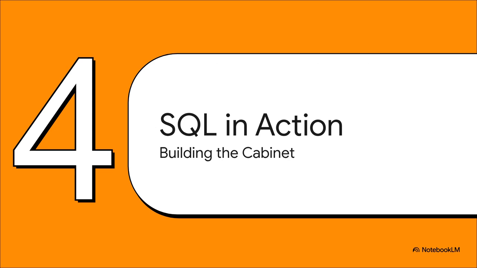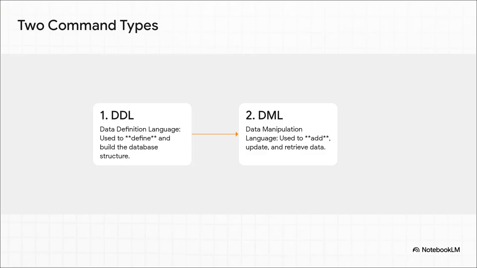Okay, enough with the theory. Let's get our hands dirty and see what this stuff actually looks like. We're going to build our digital filing cabinet from scratch and then start putting some files into it. So SQL commands really break down into two main types. First up is DDL, that's data definition language. This is your construction crew. You use these commands to build the actual structure, the tables, the columns, basically the empty filing cabinet. Then you have DML, data manipulation language. This is what you use to actually work with the files inside the cabinet, putting them in, taking them out, changing them, all that good stuff.